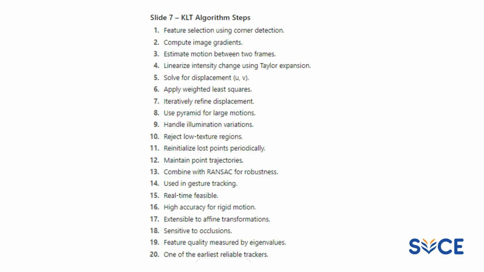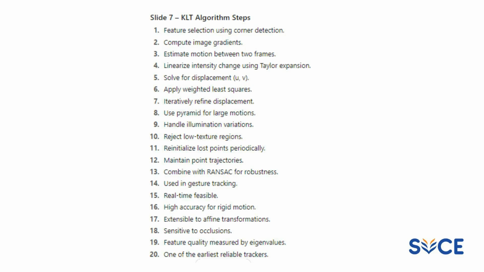KLT algorithm steps. The KLT algorithm tracks feature points across consecutive video frames using optical flow. The process can be summarized as follows. First, feature detection. It identifies good features to track in the first frame, typically corners or points with strong intensity changes in both x and y. The detectors chosen are popular methods like the Shi-Tomasi corner detector or Harris corner detection.